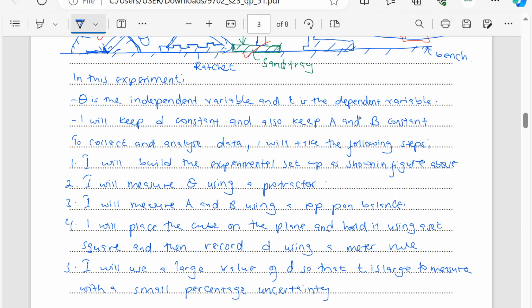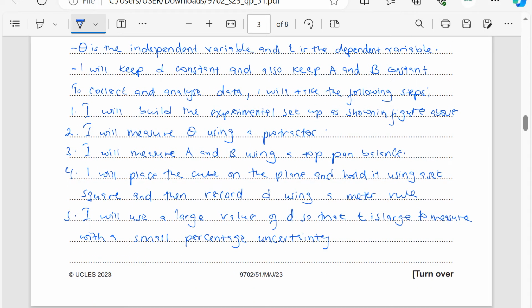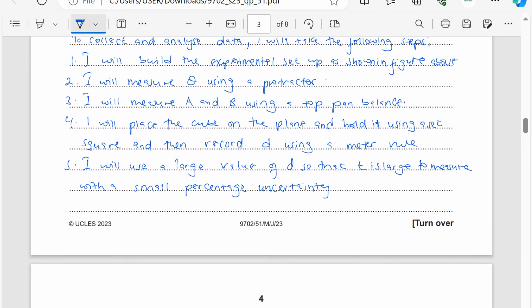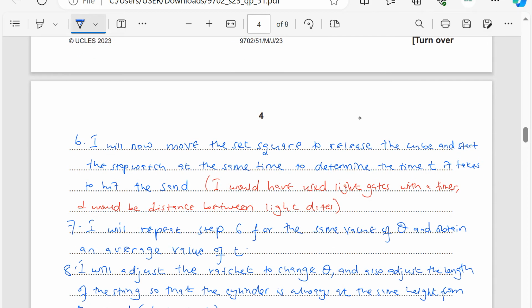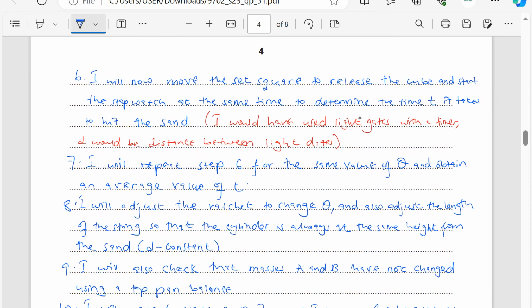I will measure A and B using a top pan balance. I'll place the cube on the plane and hold it using a set square and then record D using a meter ruler. I will use a large value of D so that t is large to measure with a smaller percentage uncertainty. I will now move the set square to release the cube and start the stopwatch at the same time to determine the time t it takes to hit the sand. I will repeat step 6 for the same value of theta and obtain an average value of t.